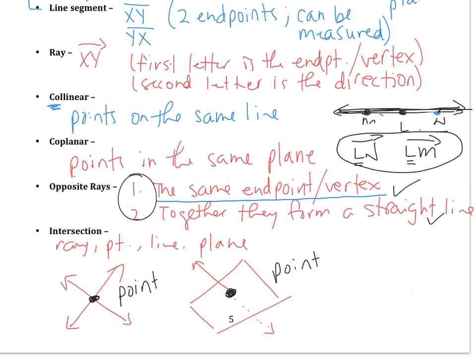Okay, to do something that's not a point, if I had one plane intersect another plane, okay, well, what would essentially happen is they would intersect right here and form a line. All right, so just understand that concept. What is formed when two things intersect? And we'll do some more examples with that in our next lesson.